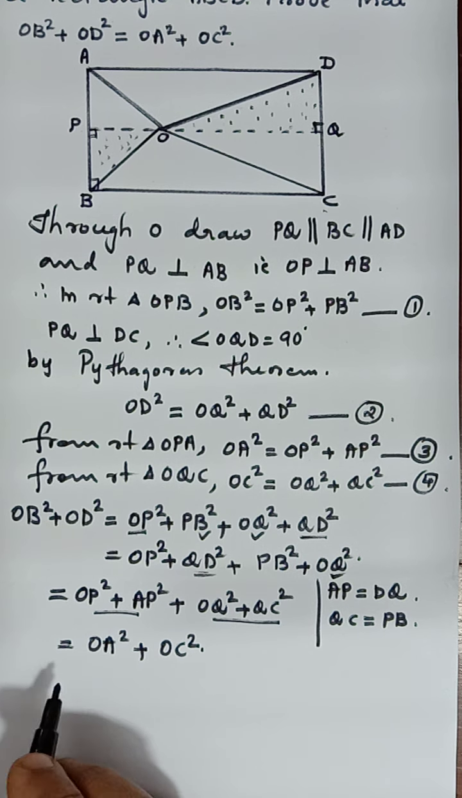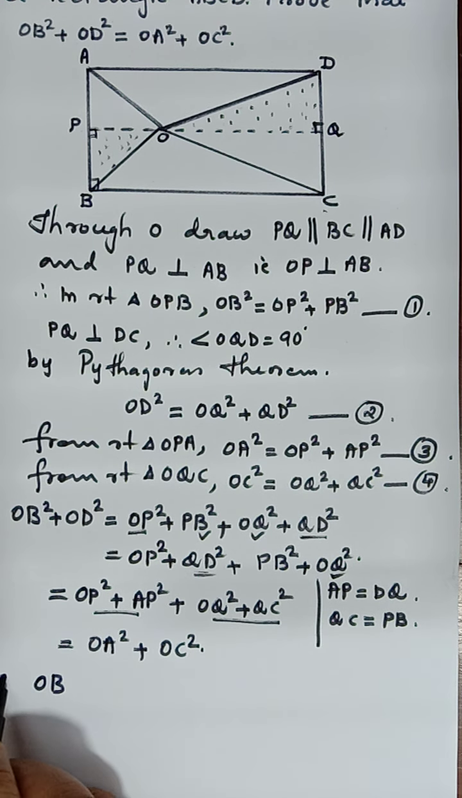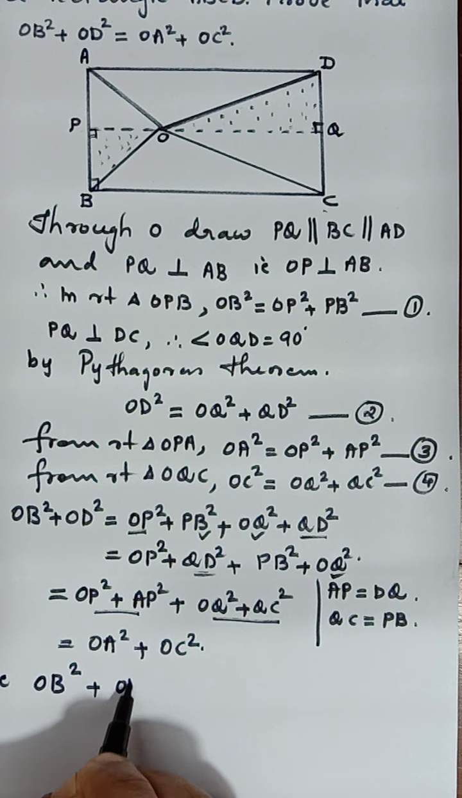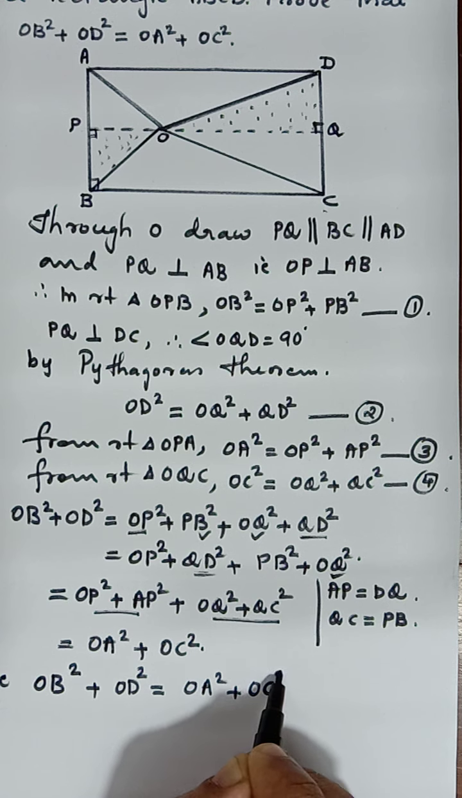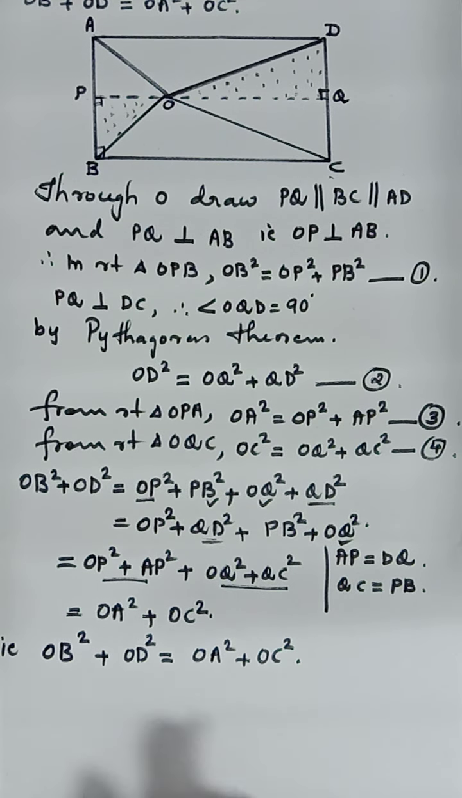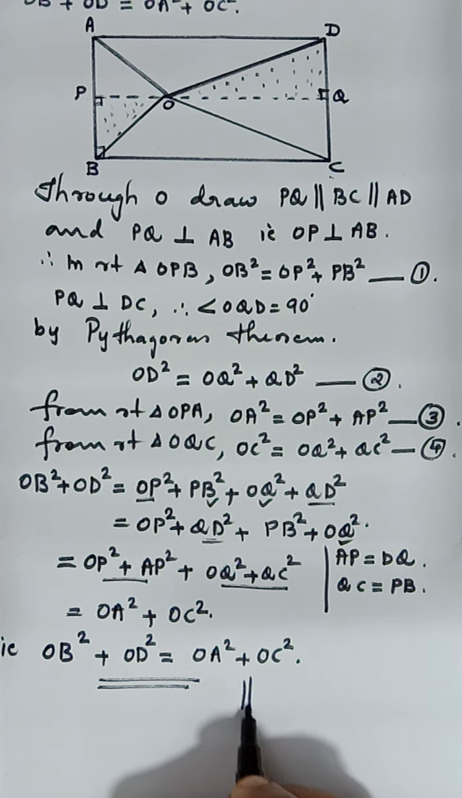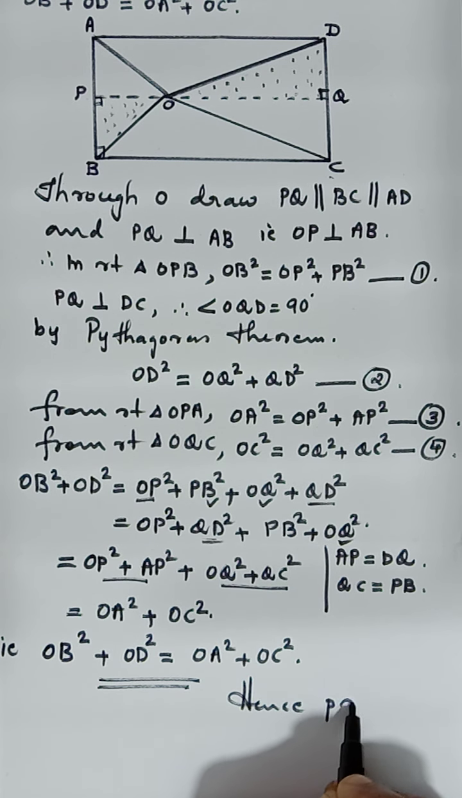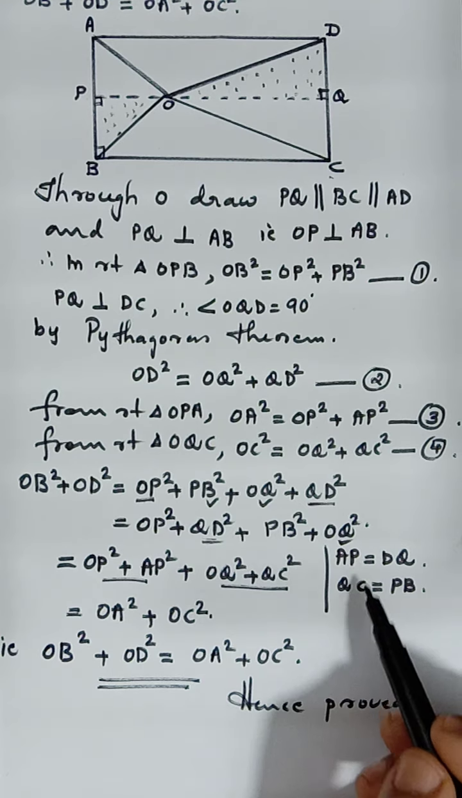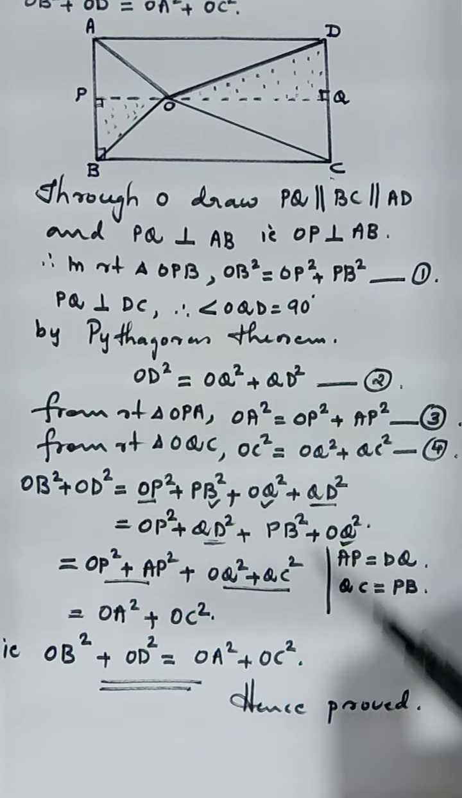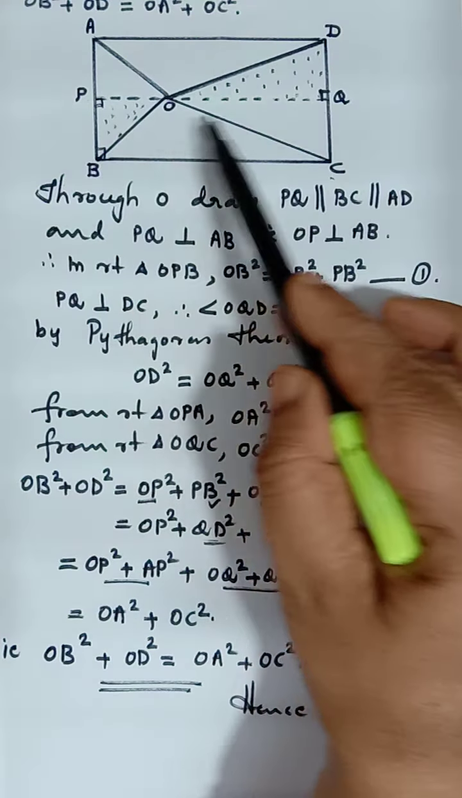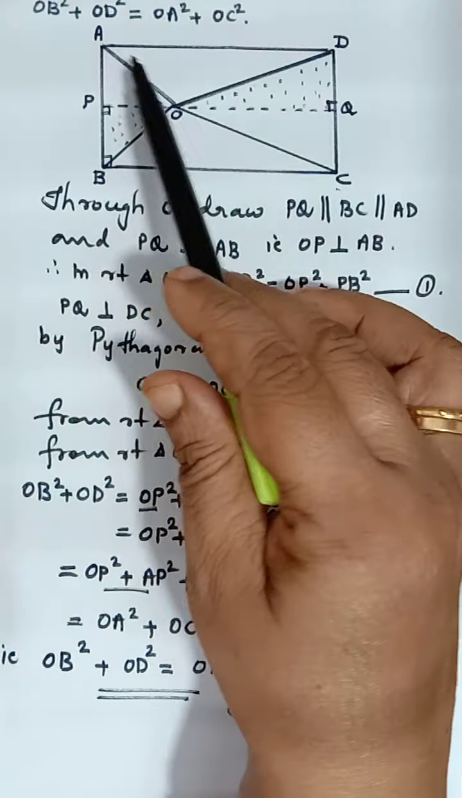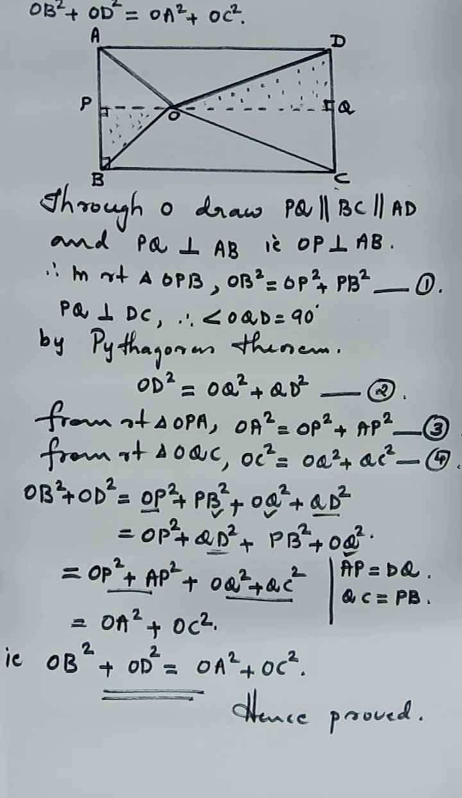Our left hand side was OB square plus OD square, which is equal to OA square plus OC square. Hence proved. This is how we can prove. It is very simple. We are using Pythagoras theorem. So it is better to write the reasons like this: since it is a rectangle, opposite sides are equal. According to your construction also, this line PQ is parallel to BC and also parallel to AD. Okay children. Bye.